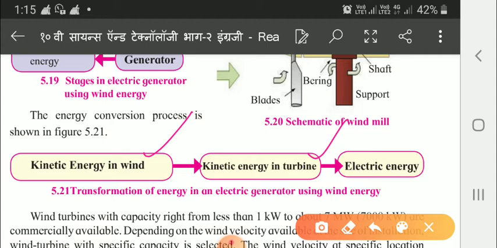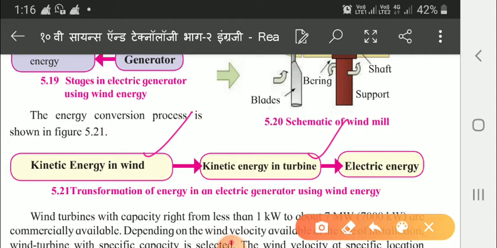Now wind turbines with capacity from less than 1 kilowatt to about 7 megawatt, that means 7000 kilowatt, are commercially available. Depending on the wind velocity available at the site of installation, only then can it be installed there. So a wind turbine with a specific capacity should be selected, and the wind velocity at a specific location depends on many geographical factors. So mostly near the river they are put so that they can easily get the wind energy.